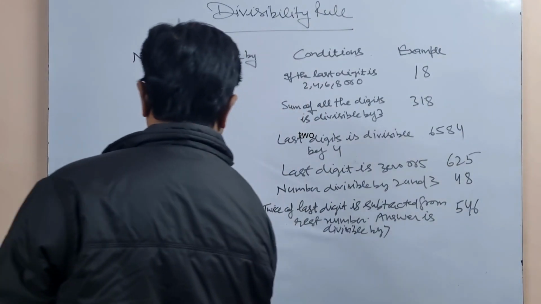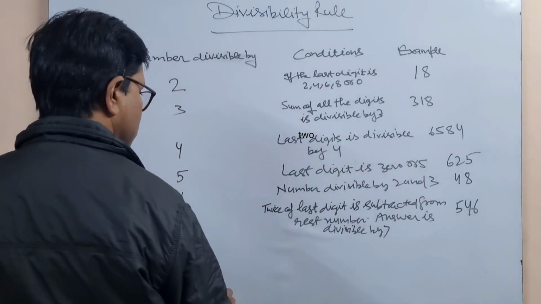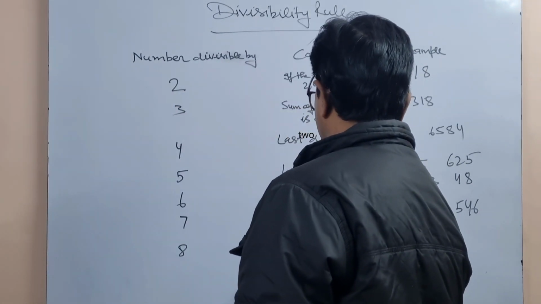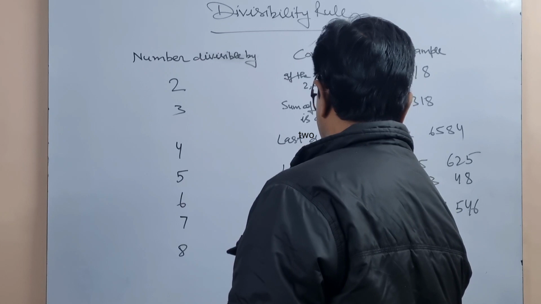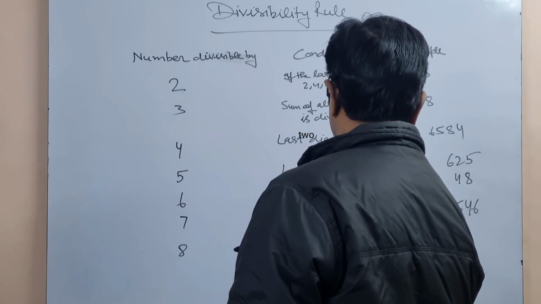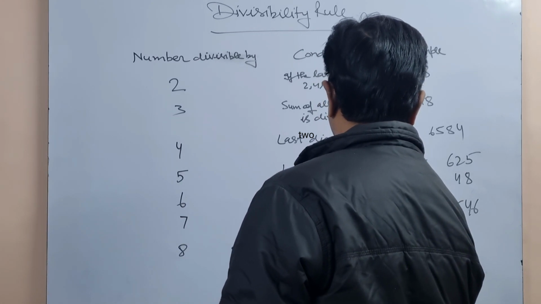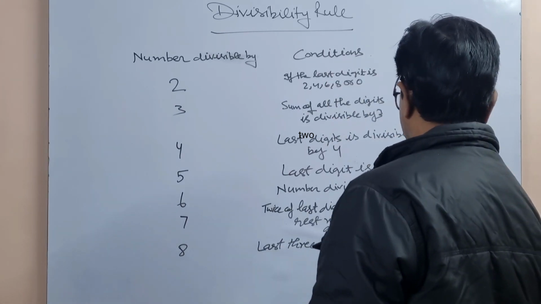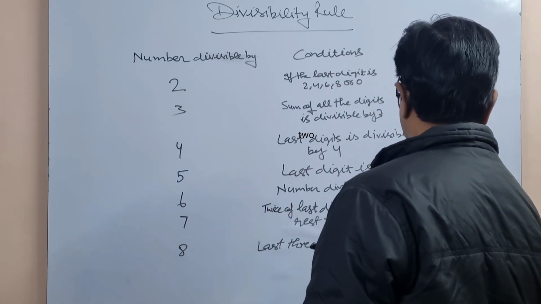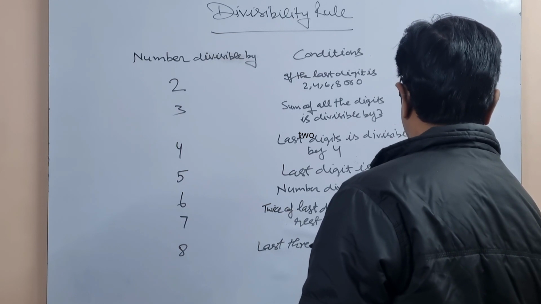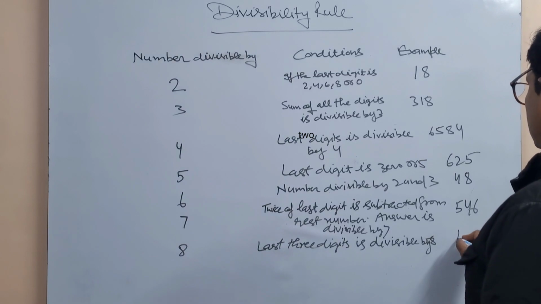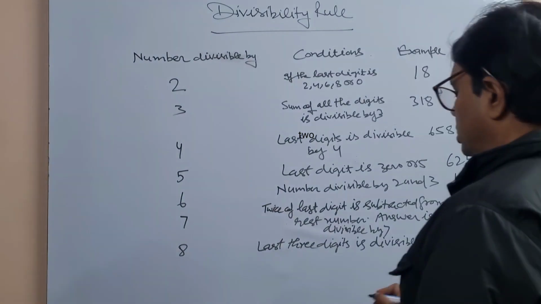8. If the last three digits are divisible by 8. Example: 1369.